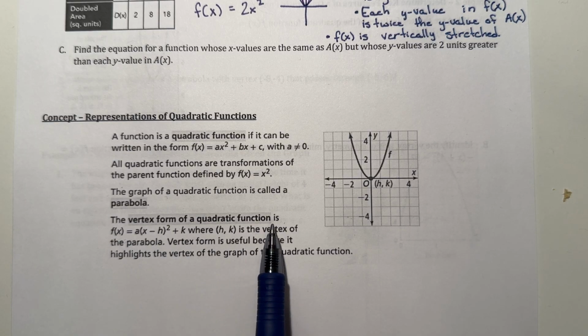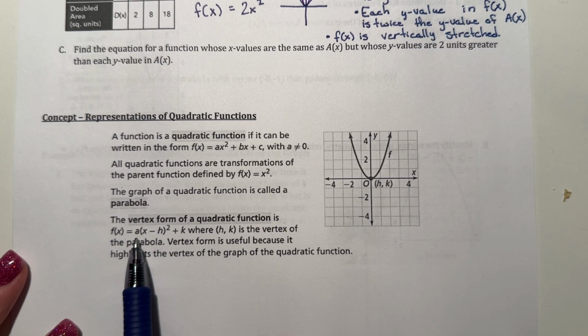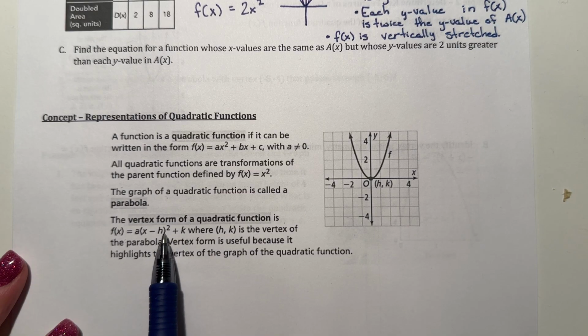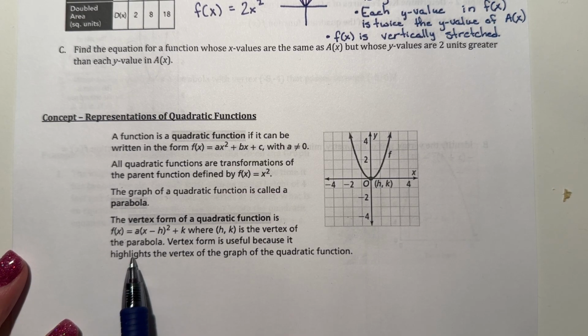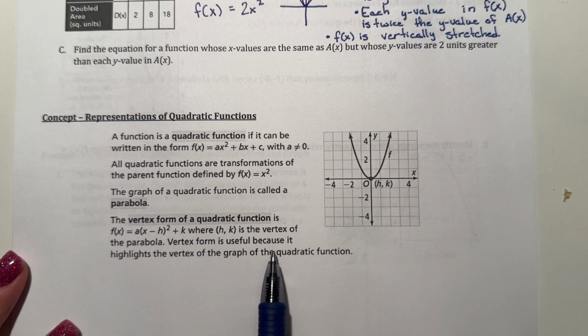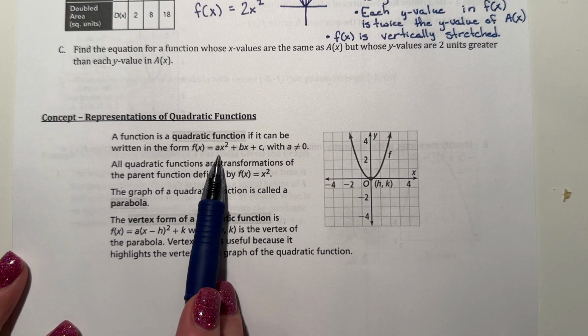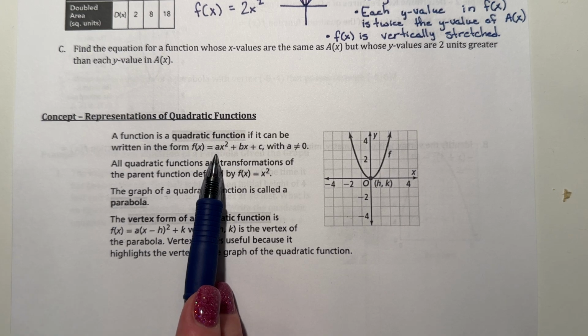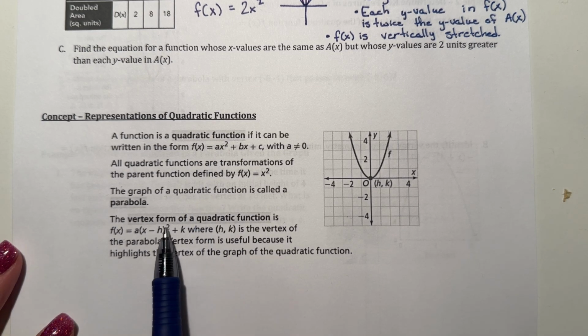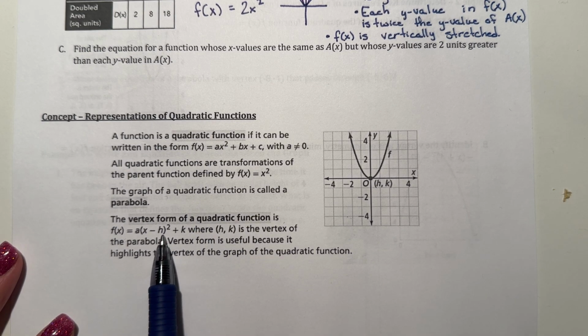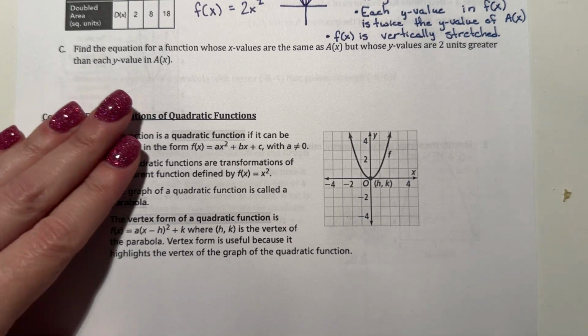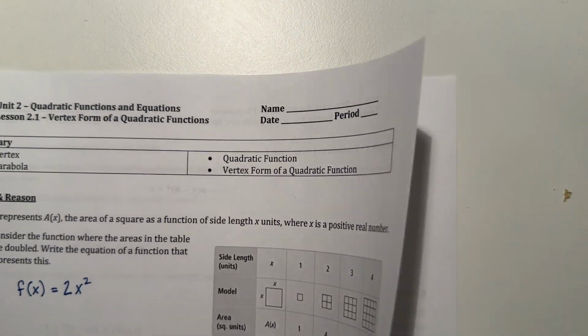The vertex form of this function is f of x equals a, parentheses x minus h, close parentheses squared, plus k, where h, k is the vertex of the parabola. Vertex form is useful because it highlights the vertex of the graph in the quadratic function. So when you look at this graph, or this equation, you can't just look at it and know what the vertex is. On the other hand, when you look at vertex form, h comma k is your vertex. So each form has its nice options.